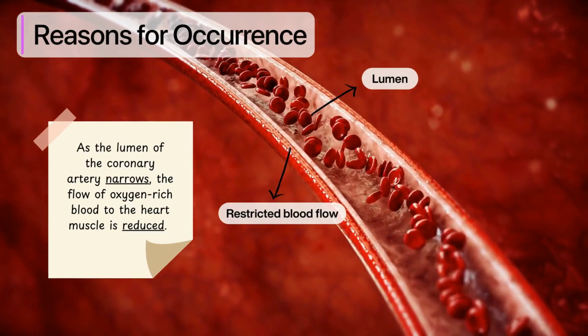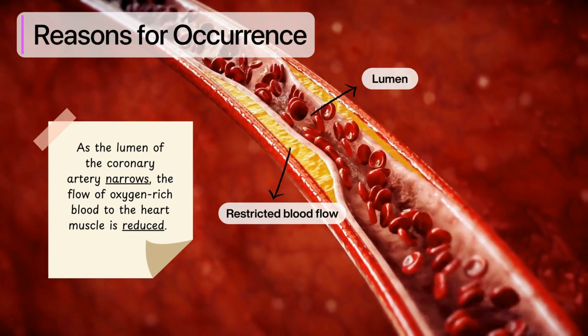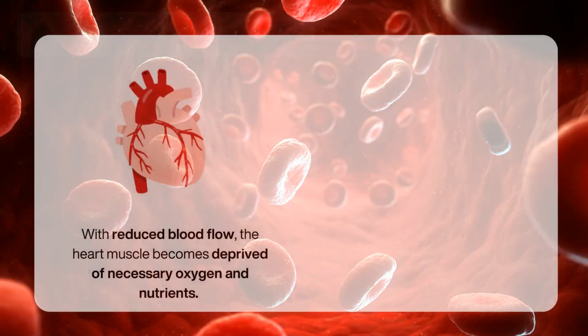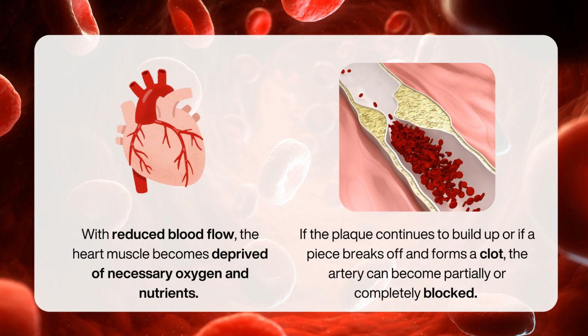As the lumen of the coronary artery narrows, the flow of oxygen-rich blood to the heart muscle is reduced. The heart muscle then becomes deprived of its necessary oxygen and nutrients. If the plaque continues to build up, or if a piece breaks off and forms a clot, the artery can become partially or completely blocked.